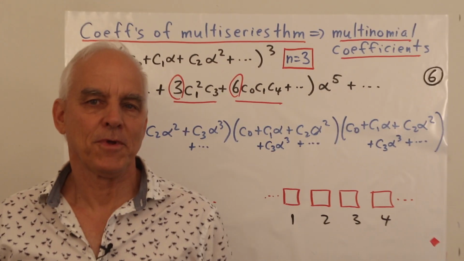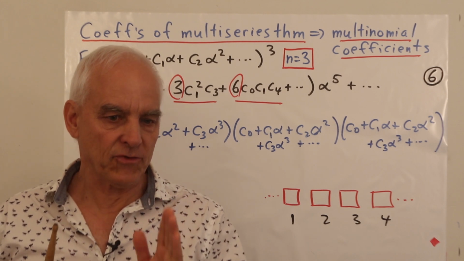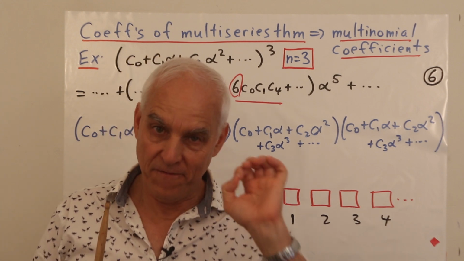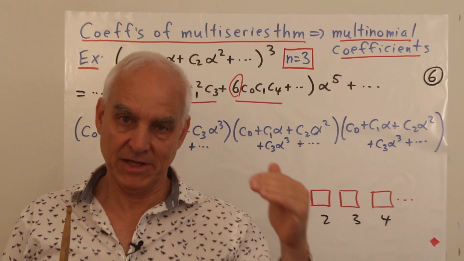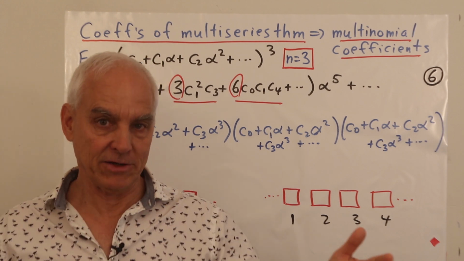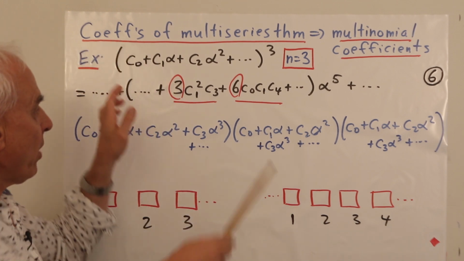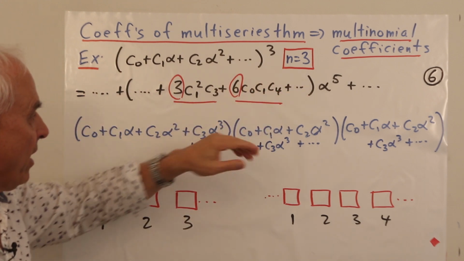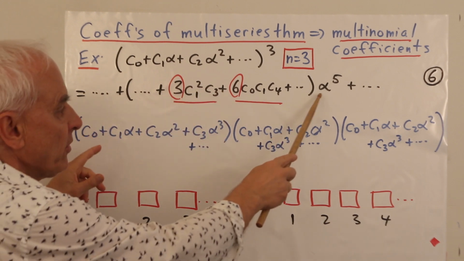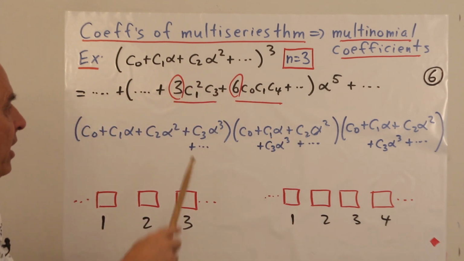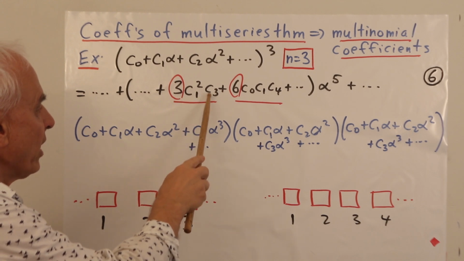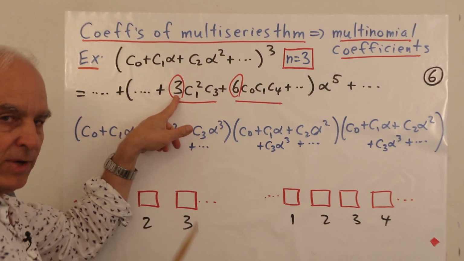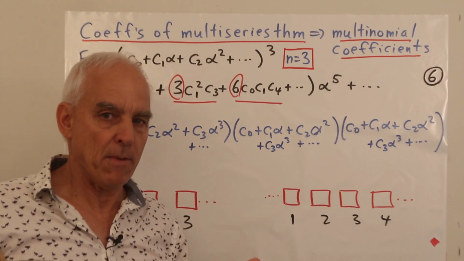So an important part of the story, though, that we haven't yet decided on is how do we determine the coefficients that appear in front of these various terms in this multi-series expansion. For example, the one we were just looking at, where we have this polyseries to the 3rd power, so n is equal to 3, there was a whole bunch of stuff, but here is part of the alpha to the 5th expression. There were some terms 3 c1 squared c3 plus 6 c0 c1 c4. So we're interested in these numbers, the 3 and the 6. Where do they come from?